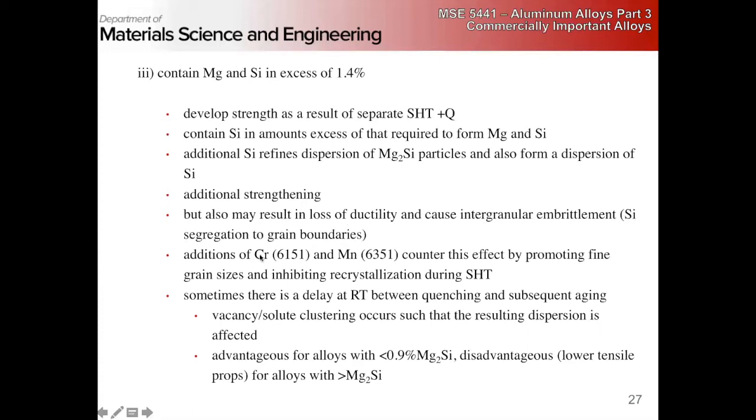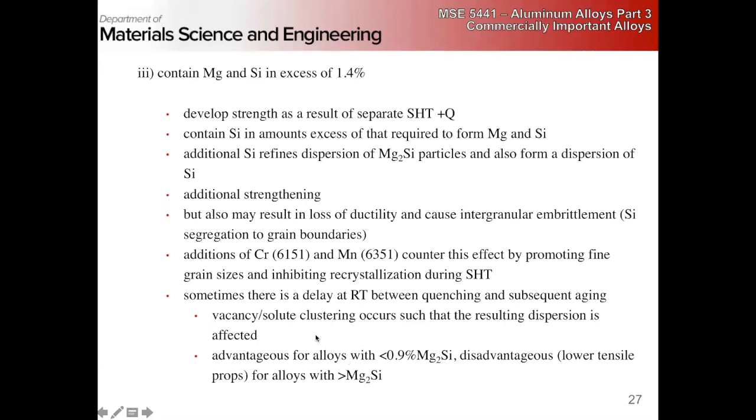So we add chrome and manganese to counter this effect. Right, promoting fine grain sizes, and inhibiting recrystallization.